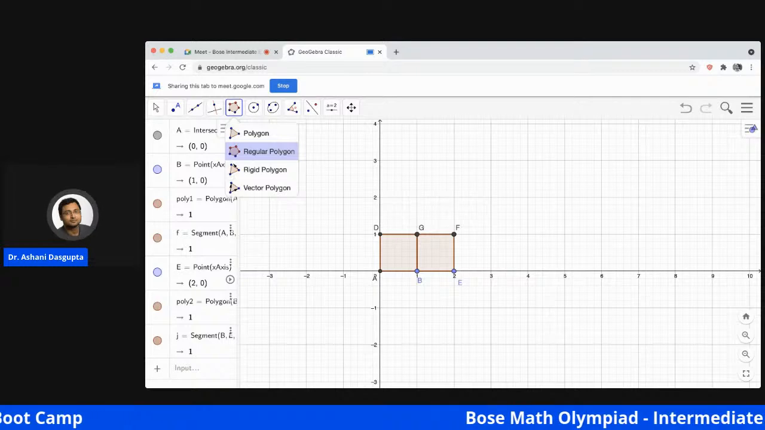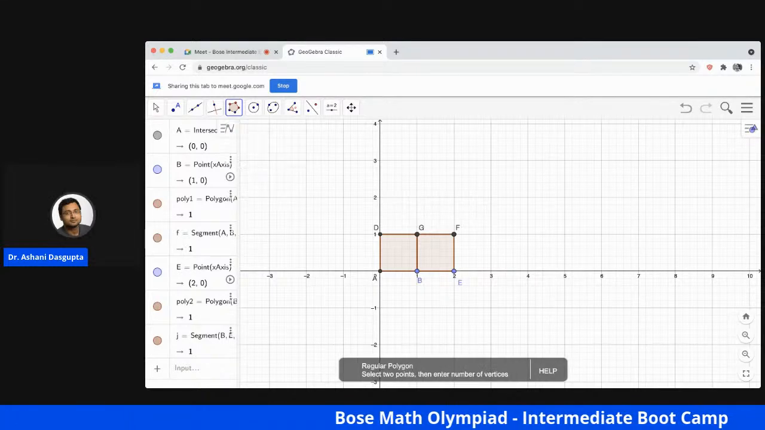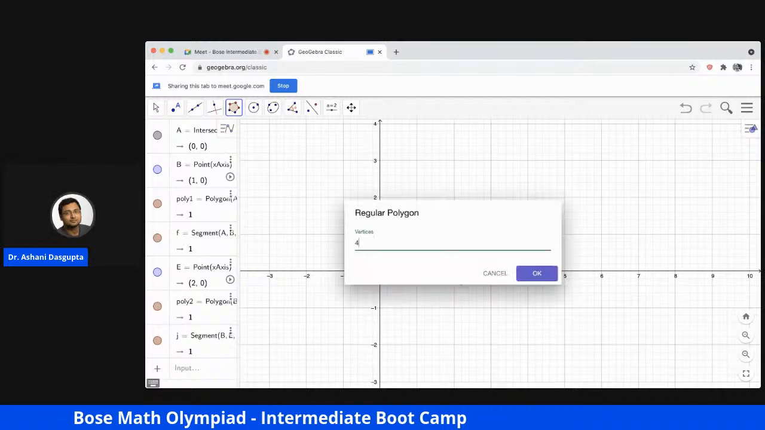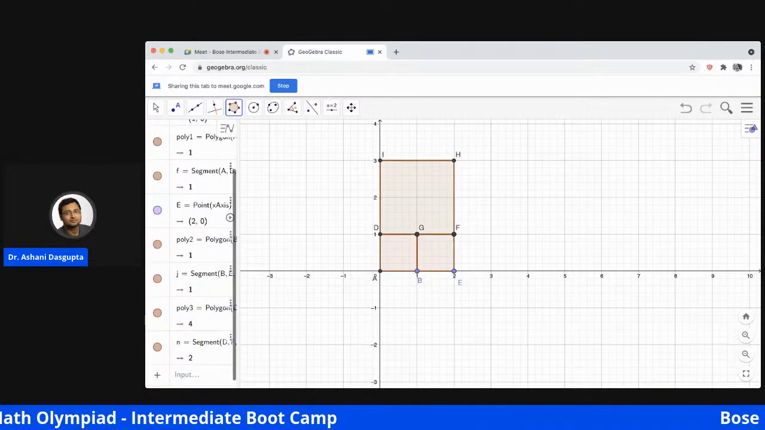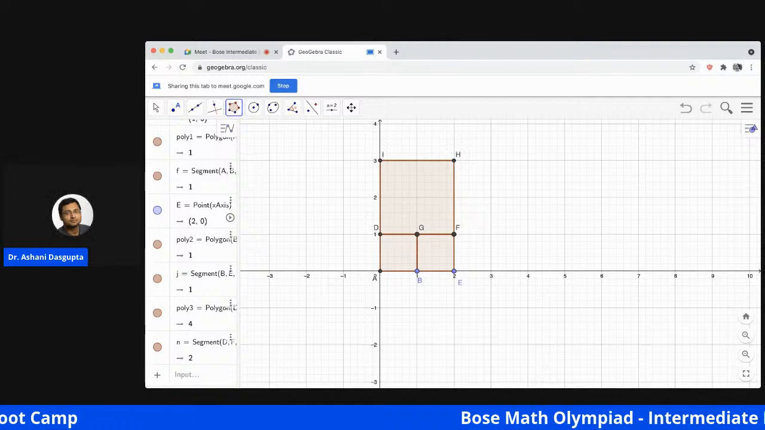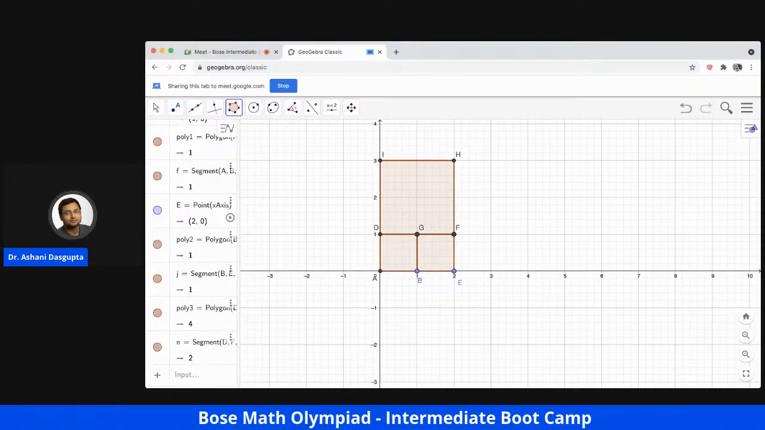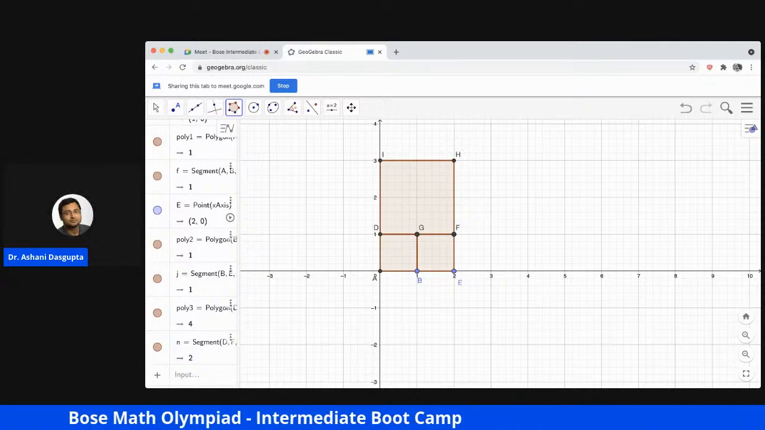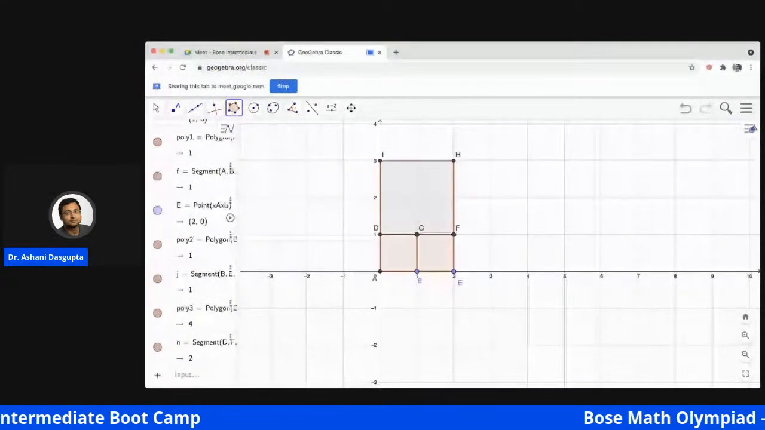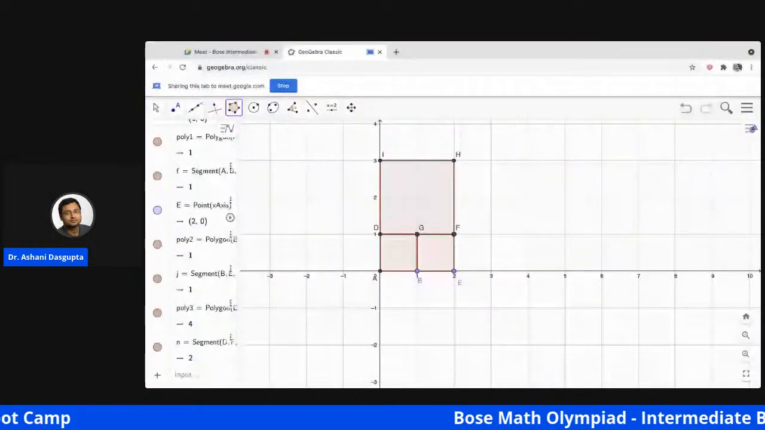So right now, you can observe. Let's go to the regular Polygon tool one more time. Click on D, click on E, and click on OK. So you see how I drew it, right? It's now a 2 cross 2 square. You see that? Okay, so that's the third Fibonacci number.